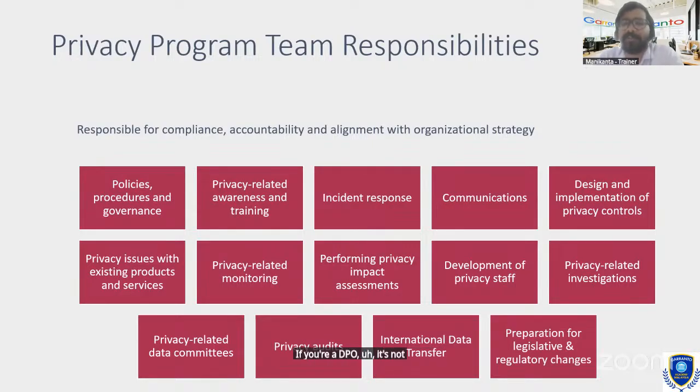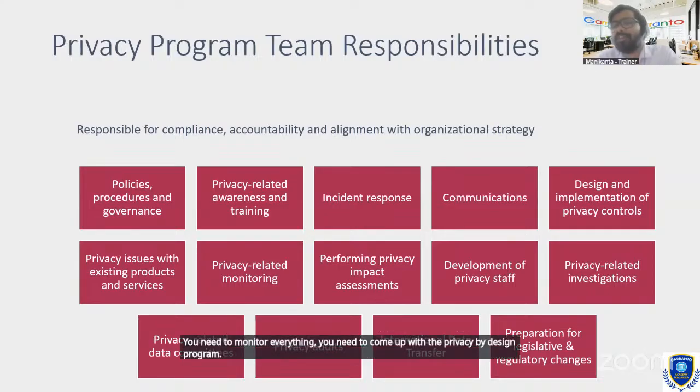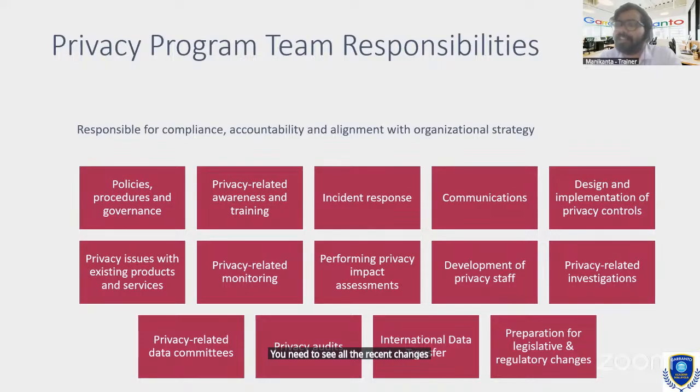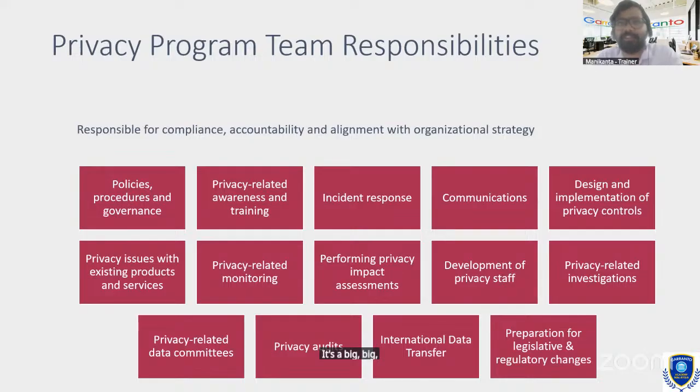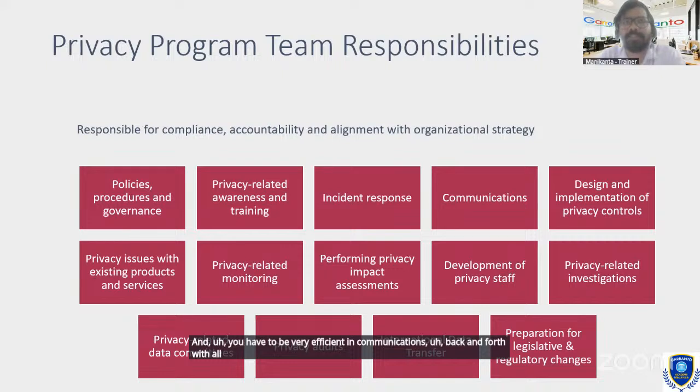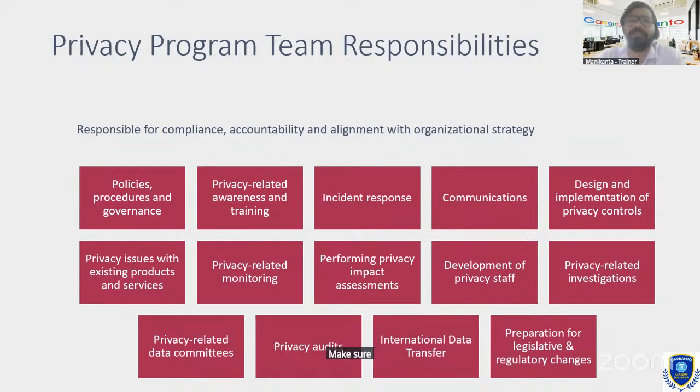It's not limited. You have to look after auditing, communication, staff development. You need to monitor everything. You need to come up with the privacy by design program. You need to see all the recent changes. If there are international transfers, you have to monitor them. It's a very huge role, and you have to be very strong in legal as well to talk to the government body, and you have to be very efficient in communications back and forth with all the regulatory companies, and you have to make sure that they're following it.